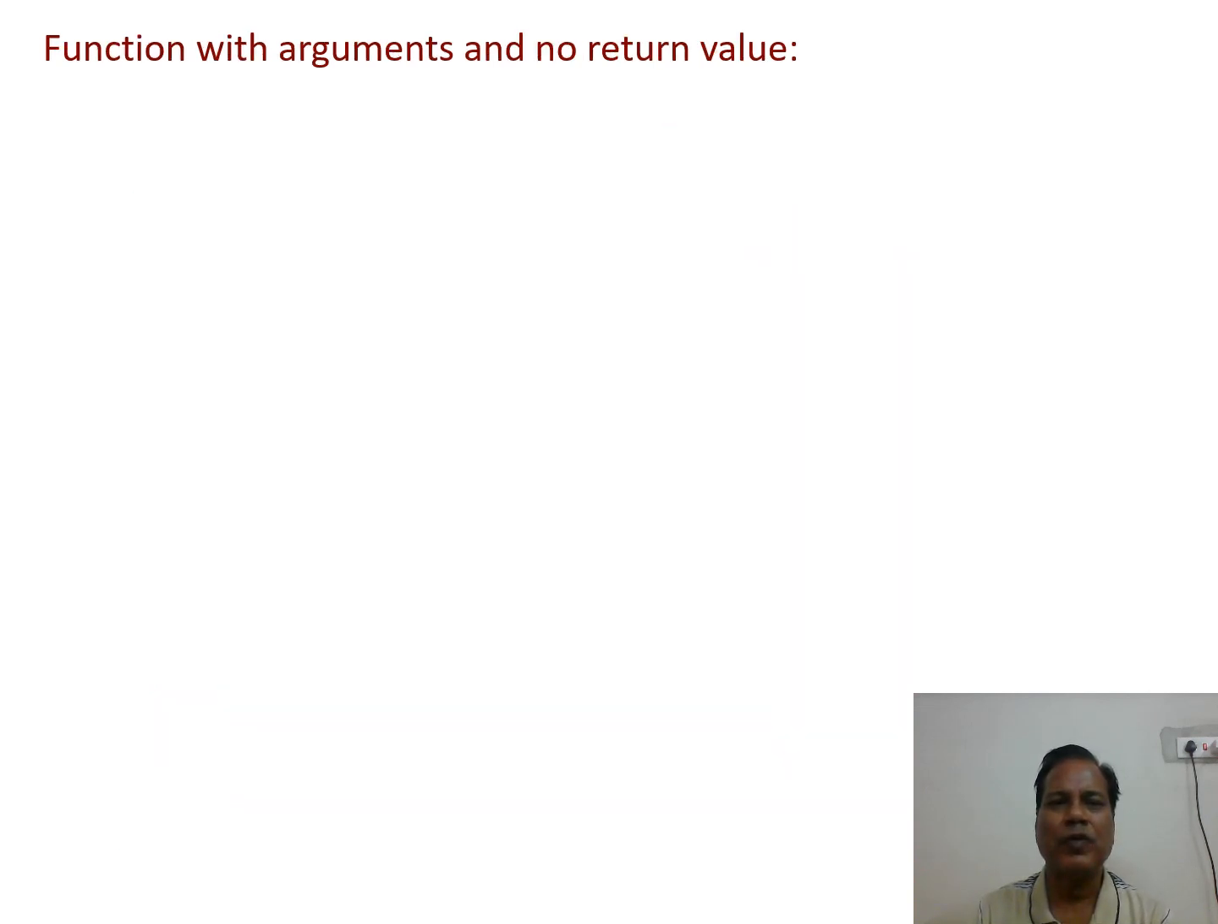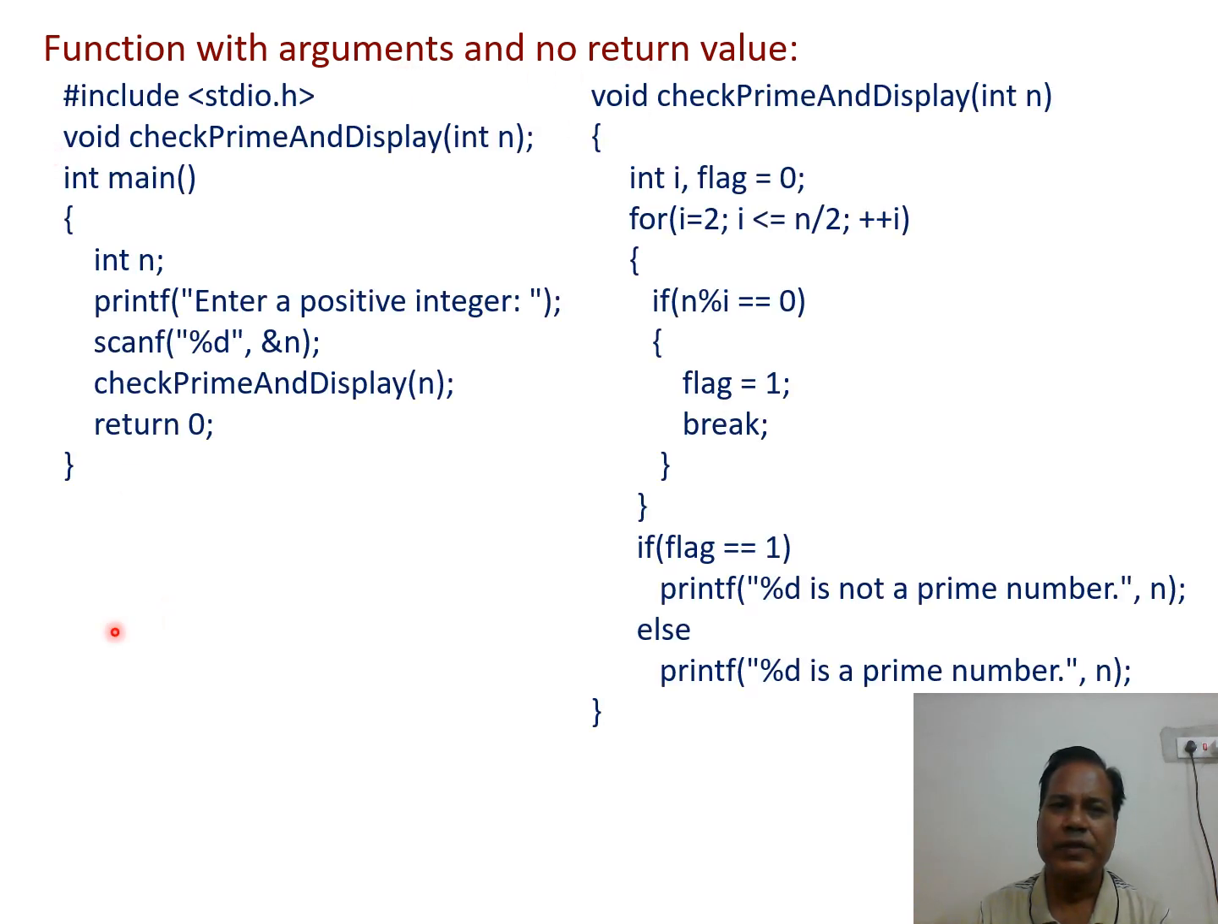Now the next category is function with arguments and no return value. In this category we will see that the function has an argument list, but when it is called, it is not going to return any value. So this program will show this type of category.